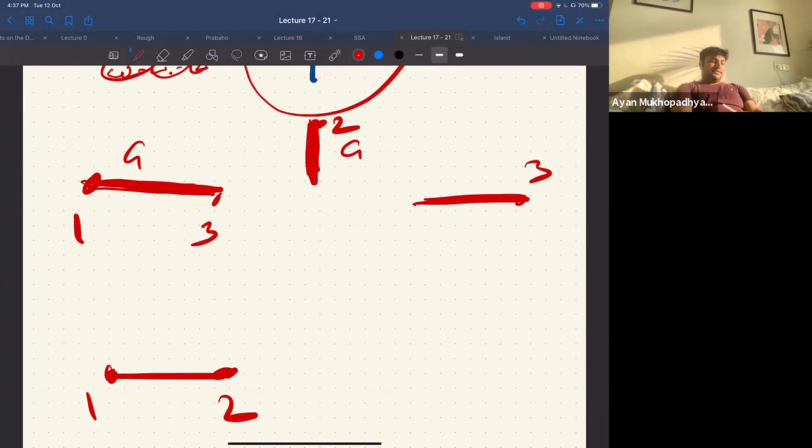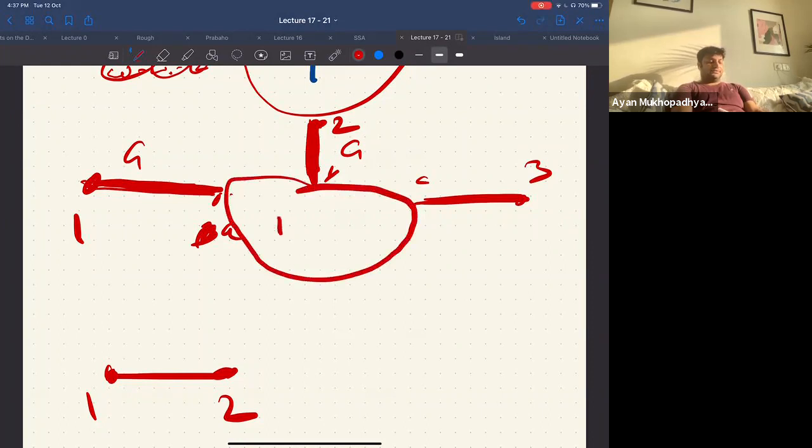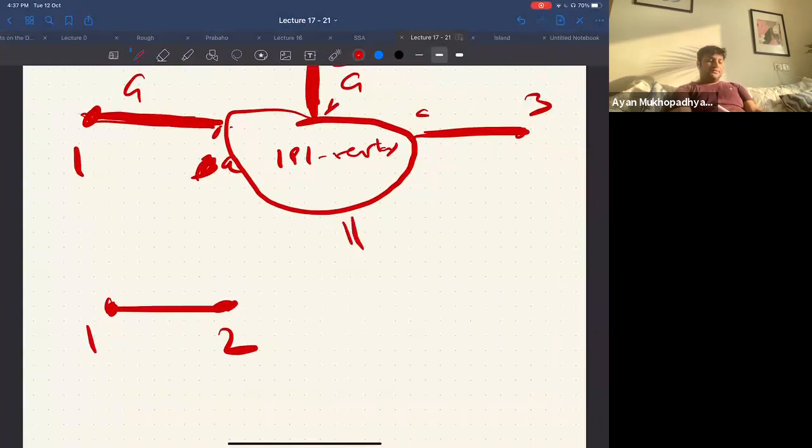Sorry, let's call it A. Let's call this B. Let's call this C. And now this A, B, and C is going to be joined by something I call the proper vertex. Now, what is the graphical definition of such a vertex? What does this 1PI mean? 1PI means one particle irreducible.